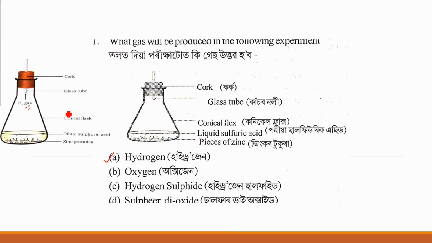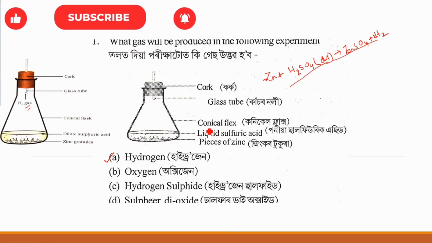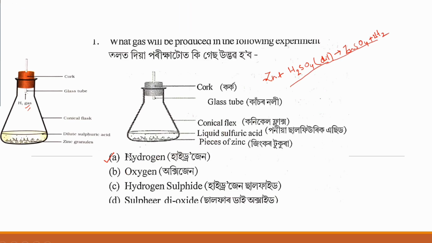Okay, the balanced chemical equation for this reaction will be what? Zn plus H2SO4, this will be dilute, it will give ZnSO4 plus H2. So this is the balanced chemical equation for this reaction. So our correct answer will be hydrogen. So we shall proceed with the next question.